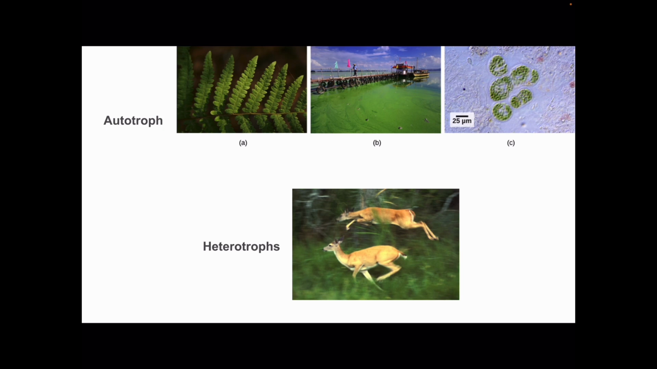Us heterotrophs are not able to produce our own glucose molecules. We have to eat other organisms in order to gain energy. So hetero means other, troph means to eat. Heterotrophs are organisms that eat other organisms. So these are all animals, all fungi, some protists, and lots of species of bacteria are also heterotrophic.